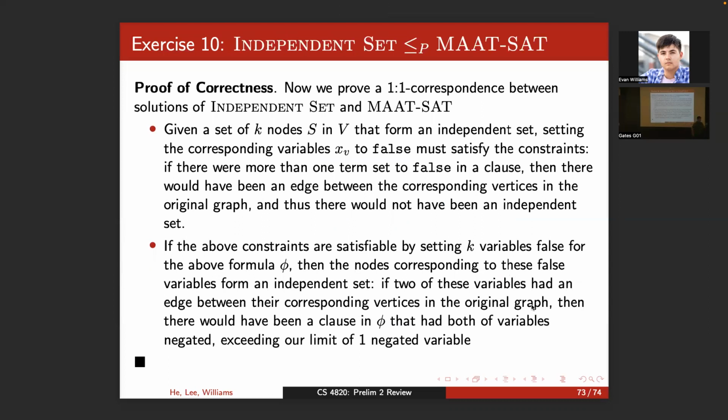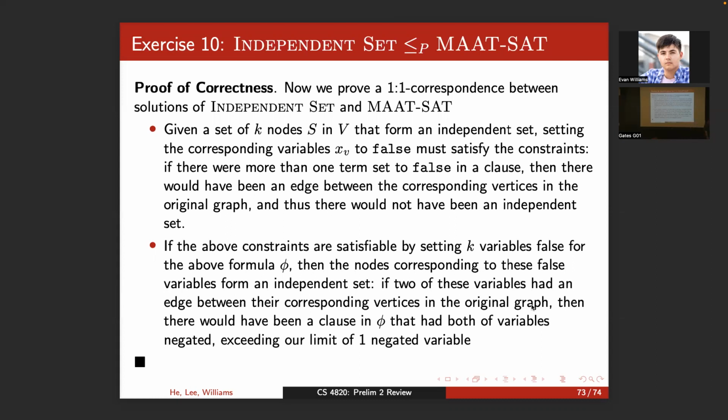Okay. So the proof here is not too involved once you understand the construction. There's a one-to-one correspondence between solutions of independent set and solutions of the satisfiability problem. Given a set S of k nodes in V that form an independent set, you set the corresponding variables to false, and thus you will always be able to satisfy the constraints, because if more than one variable was set to false in a clause, there would have been an edge corresponding to 2 variables in your independent set. But the definition of an independent set ensures that no 2 nodes in the independent set share an edge, right?